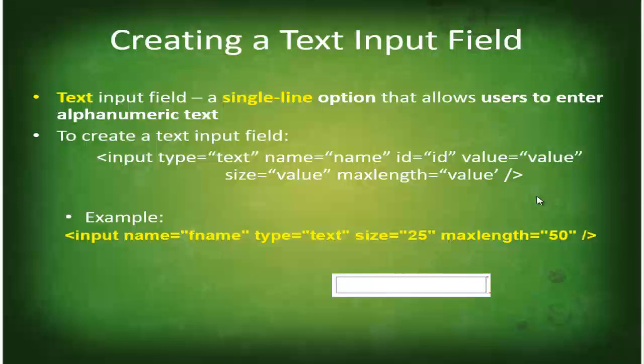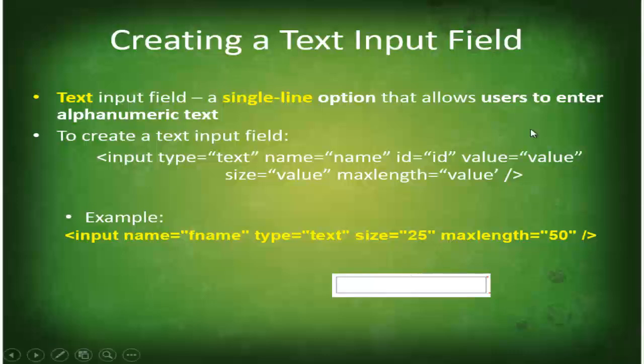So in this example, the size is given as 25. That means that when it is displayed, it will show a width of 25 characters. But once you exceed the 25 characters, the text that you are typing will scroll to the left hand side, and you can keep on typing up to 50 characters. Once that 50 character limit is reached, the text box will not accept any more characters.